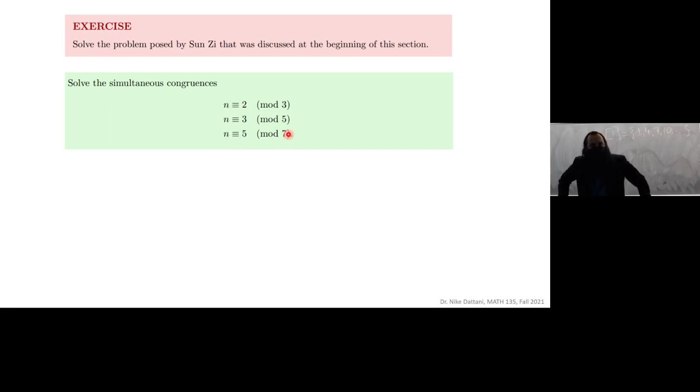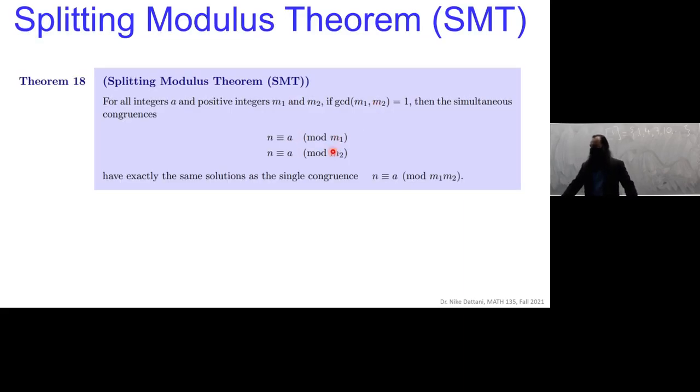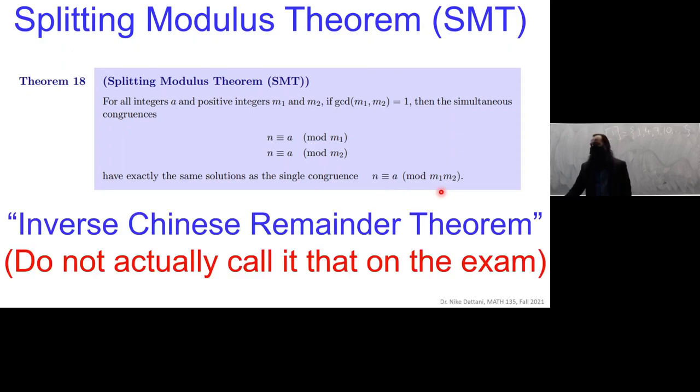And then you can use the Chinese remainder theorem to represent the general solution in terms of the modulus 3 times 5 times 7. Okay? So that's how you would solve this. Splitting the modulus theorem, very quickly. I have n is congruent to a mod M1, n is congruent to a mod M2, GCD of M1 and M2 is equal to 1. Then this system of congruences has the exact same solution as this congruence: n is congruent to a mod M1 M2.